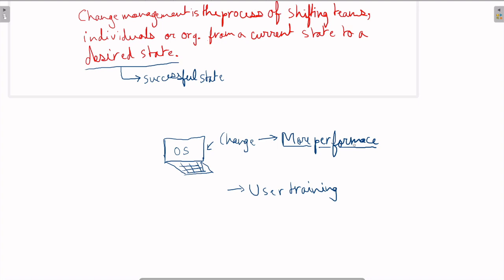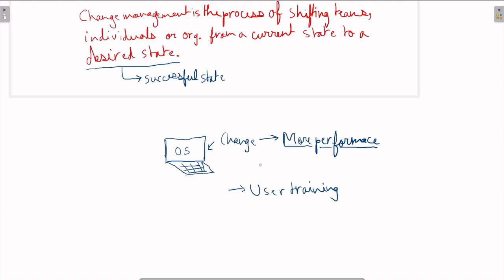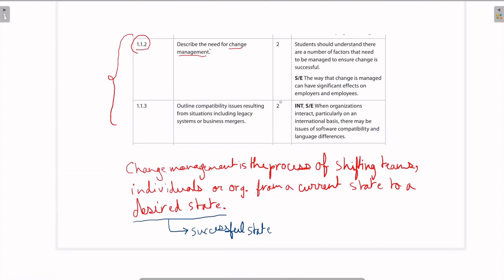Now most questions based on change management are geared towards a specific situation that the question itself will provide. So you don't need to worry about remembering something. It's generally based on such real life examples. Now that's change management, right? But we want to talk about the need, right? So it says, describe the need for change management.